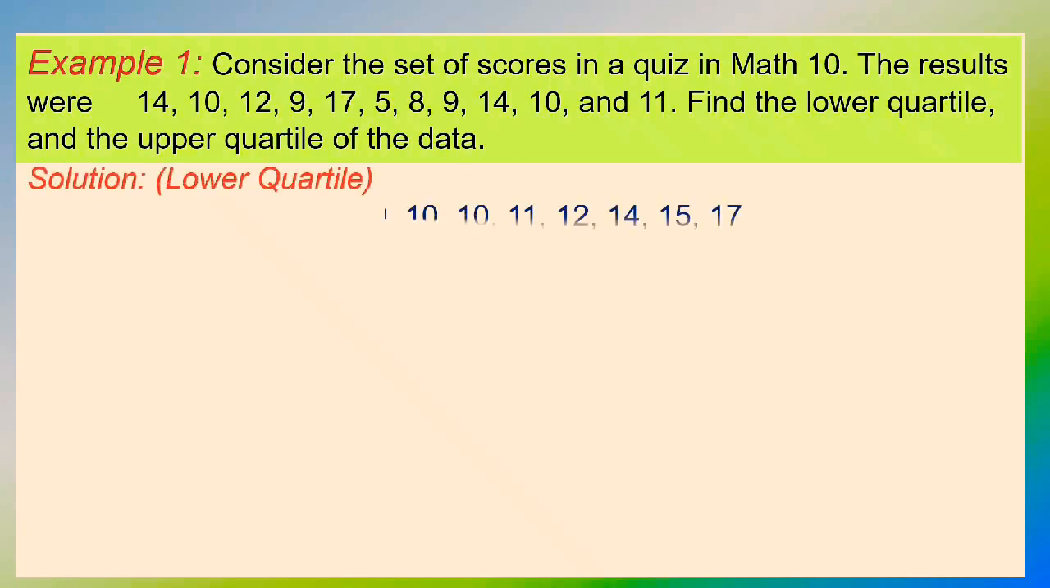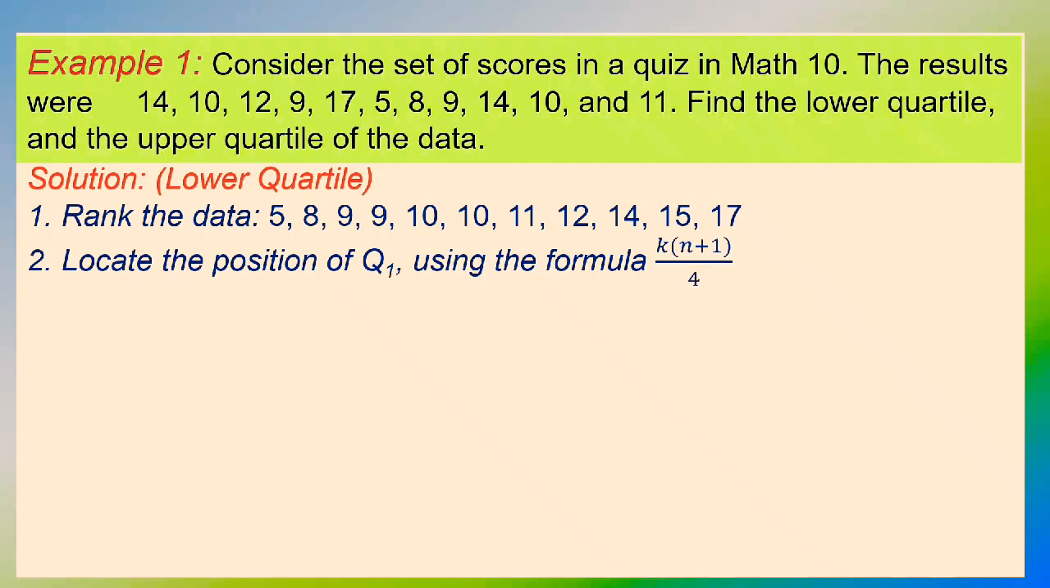For our first step, we are going to rank the data in ascending order starting from 5 up to 17. So once you have ranked the data, locate the position of the first quartile using the formula k times the quantity n plus 1 all over 4. Since we already have the values for k and n based on the position that we are looking for, k here will be replaced by 1, n will be replaced by 11, that's the total number of data. So by simplifying, 11 plus 1 is 12 times 1 divided by 4, that is equal to 3.